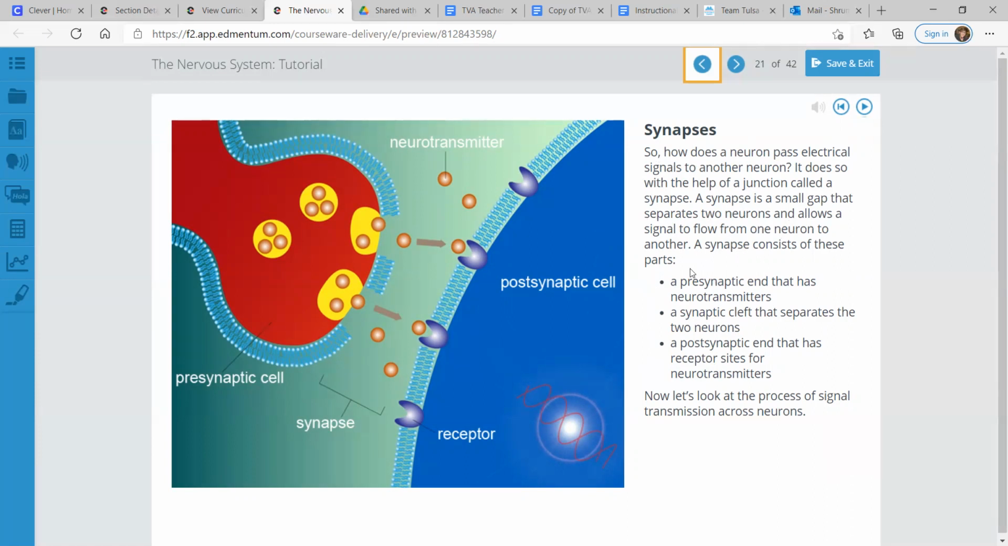So here's a synapse and three parts. You have a presynaptic cell, and that's an end that has neurotransmitters. You have a synaptic cleft that separates the two neurons. And then you have a postsynaptic end that has receptor sites for neurotransmitters. So let's look.